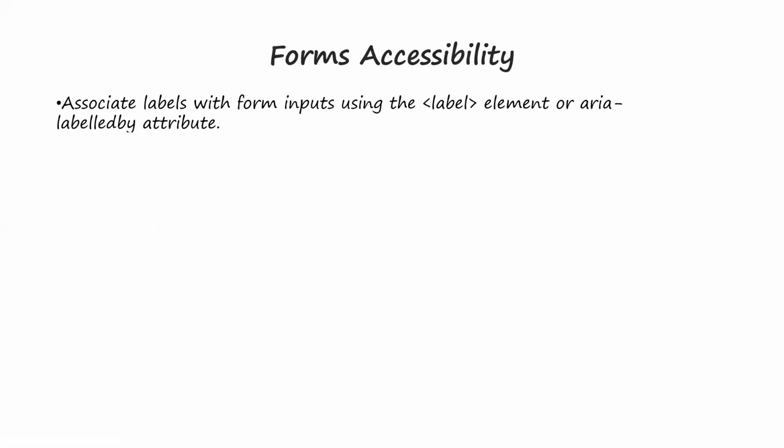So we also talk about forms accessibility. Whenever you're creating your forms, you should make them accessible. And one of the ways is to always associate label elements with your form input controls, okay? So associate labels with form inputs using the label element or the aria-labelledby attribute. We also have another attribute called aria-labelledby. We are going to talk about them in the next section.